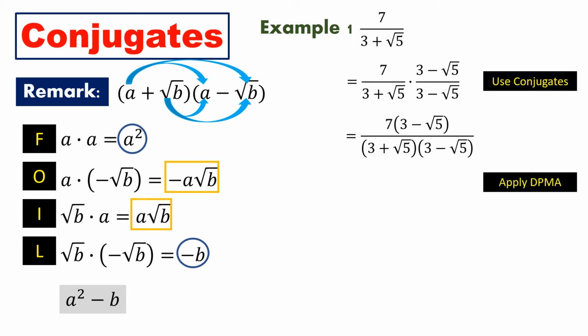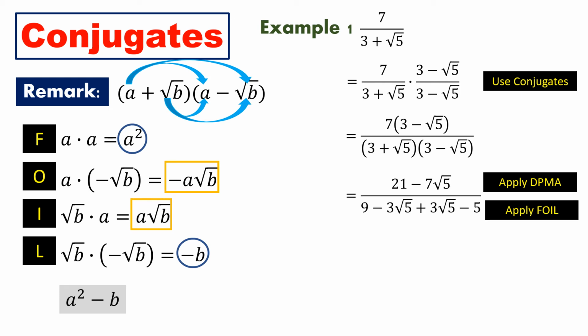We apply dPMA in the numerator and FOIL in the denominator to end up with this expression. Simplifying the denominator, we get this. Simplifying further, we get the final answer. Now, we have rationalized the denominator.